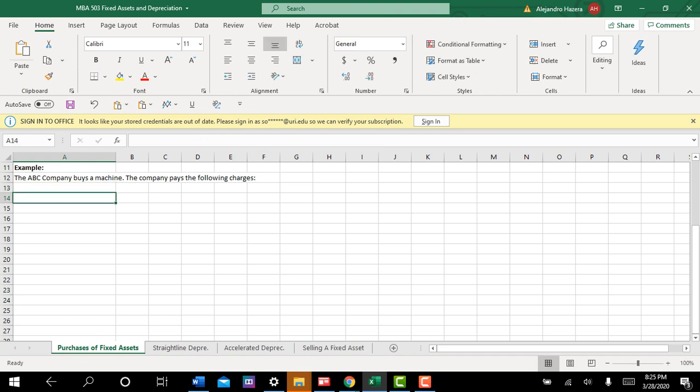Let's just say that the company would pay the following charges, and they're basically the same things I just told you. Let's say they pay the price of the asset, which is $20,000. Let's say also that they pay installation on the asset. Let's say they pay $1,000 for the installation. And let's say they pay sales taxes to the state government.